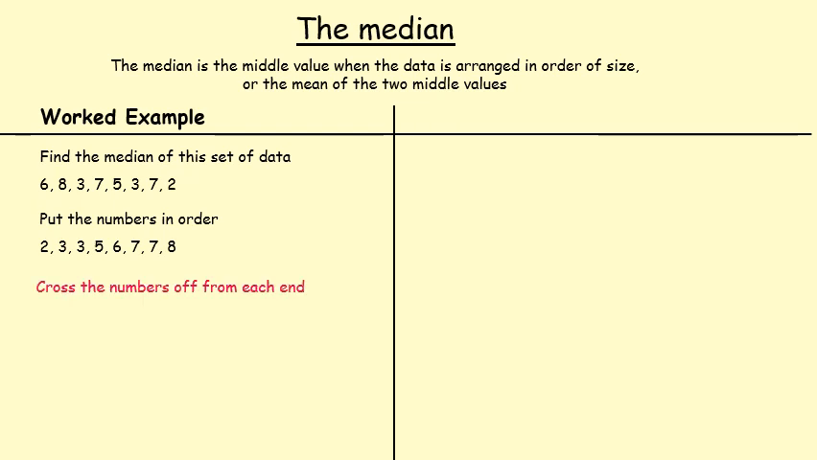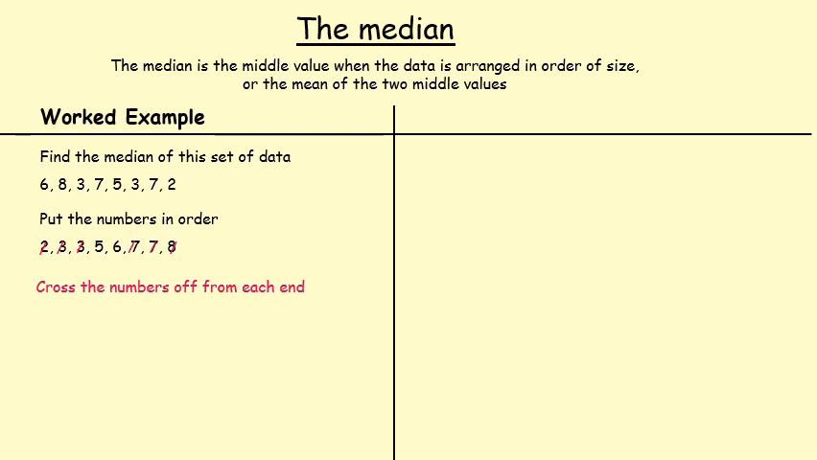And then we're going to cross off numbers from each end of our list. So we're crossing off in pairs. So 2 and 8, 3 and 7, 3 and 7. And then we're left with 2 numbers in the middle, so we stop.